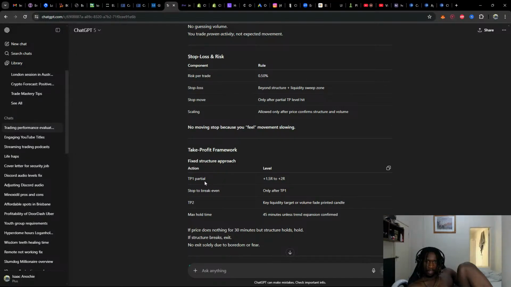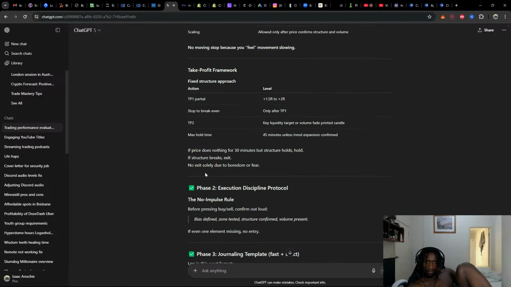Take profit framework. Stop to break even only after TP1. TP2, key liquidity target or volume fade printed candle. Max hold time 45 minutes unless trend expansion confirmed. If price does nothing for 30 minutes but structure holds, hold. Structure breaks, exit. Not exit solely due to boredom.